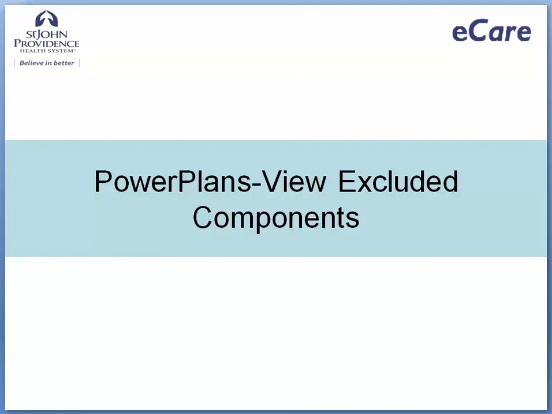Power Plans view excluded components. Once signed, the Power Plan displays the components that have been ordered. After signing, only the ordered components display. However, you can still reopen the Power Plan to select additional components. If you have forgotten to add a component, do not continue the current Power Plan and add another one. That would cause confusion and duplicate orders to multiple departments.